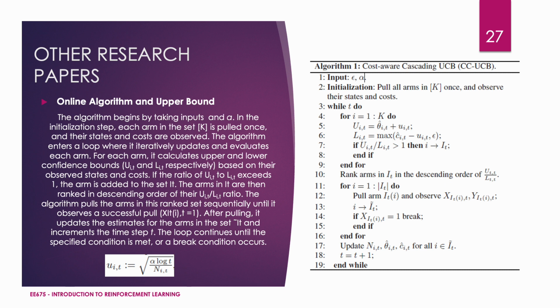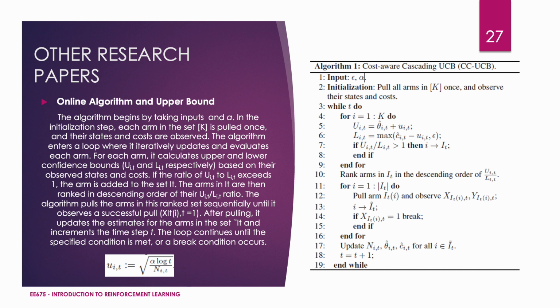Now let us look at the UCB based online algorithm step by step. The algorithm takes two inputs, epsilon and alpha. These parameters are crucial for determining the exploration exploitation trade-off and the confidence levels in estimating arm parameters. The algorithm begins by initializing the process. All arms in the set K are pulled once and their states and costs are observed. This step ensures that the algorithm has initial information about the arms to start the decision making process.